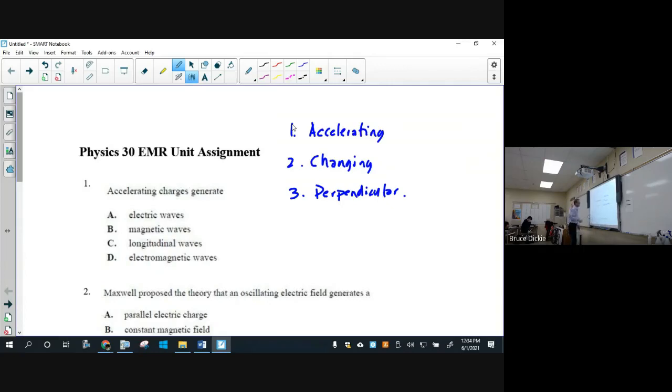All right, let's look at question number 1 again, keeping in mind those 3 key words that are really going to guide us to the answer for number 1 and number 2 for that matter. Accelerating charges generate changing electric and changing magnetic fields that are perpendicular to each other and perpendicular to the direction of propagation of the waves. Accelerating charges generate, the answer is D, electromagnetic radiation, right? Accelerating charges generate electromagnetic radiation.